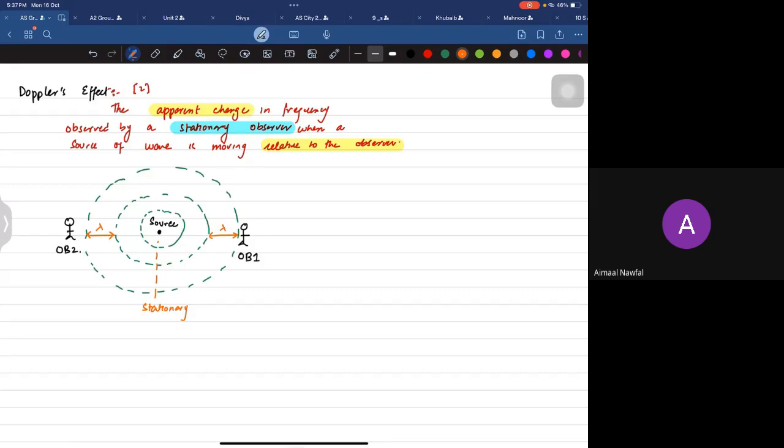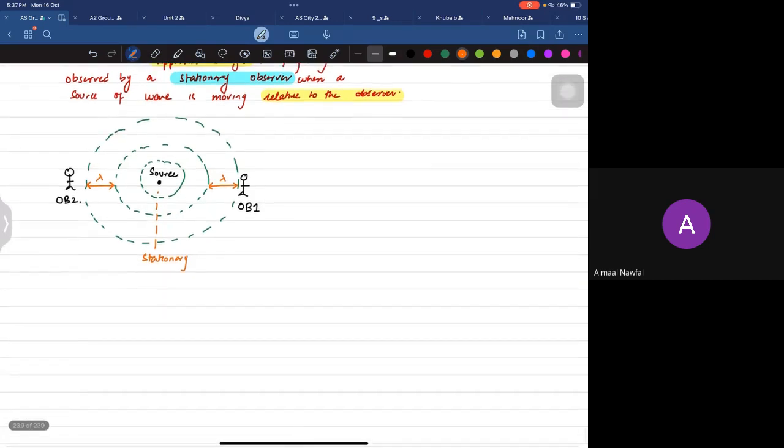But what happens if the source starts to move in one direction like that? When it produces a wave, it has already moved towards the right side, so it becomes closer to the wave that it has produced and away from the wave that is going behind it. And slowly you tend to see a movement or wave pattern like this.